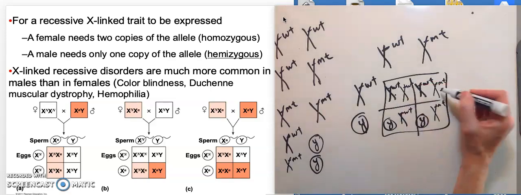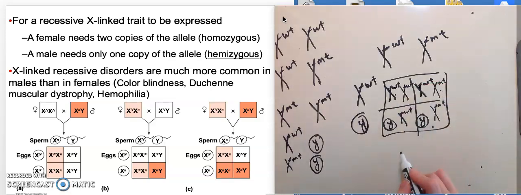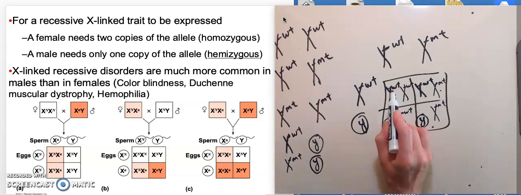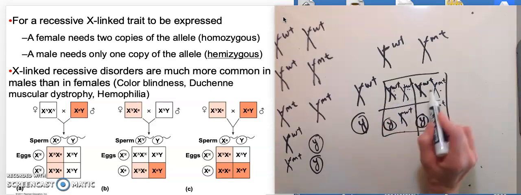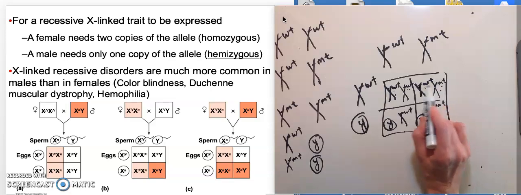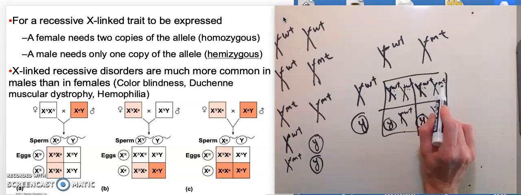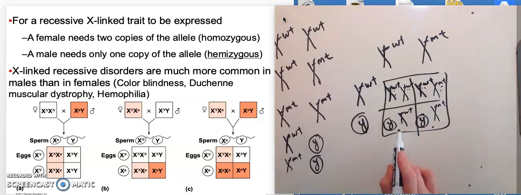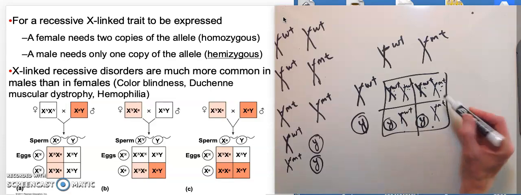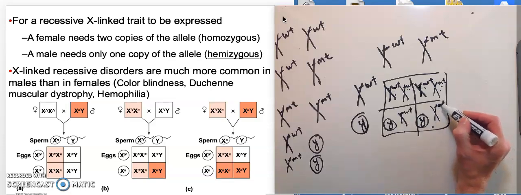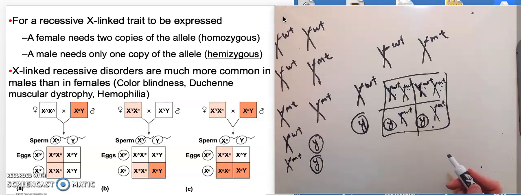So these two are females, these two are males. This female is homozygous dominant or homozygous wild type. This female is heterozygous, is a carrier, but has the dominant normal phenotype. This male has one normal copy of the gene, so has the dominant phenotype, and this male has one mutant recessive copy of the gene and is affected. So you can do these Punnett squares in the same way. Just remember that the Y chromosome has no copies of the gene. So I like to put it in a circle to remind me that there's 0 copies of this gene available.